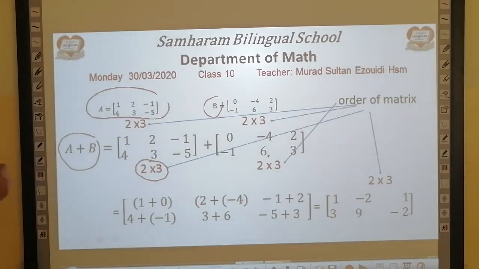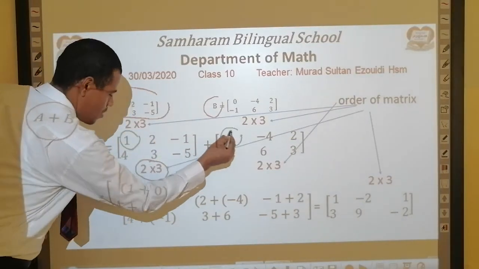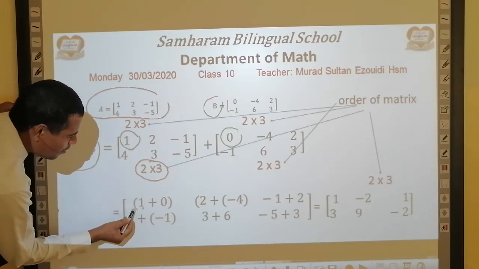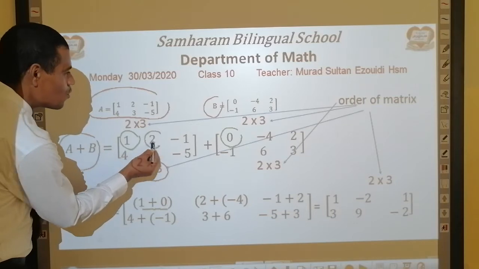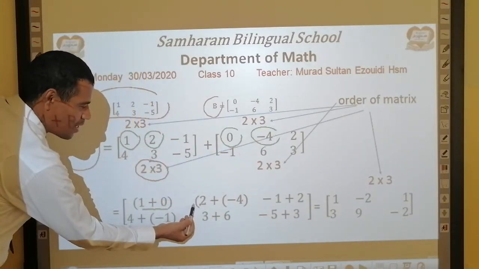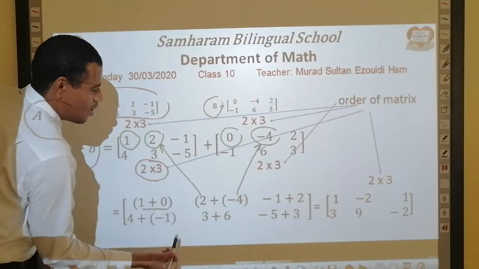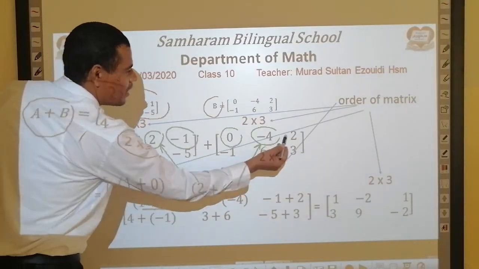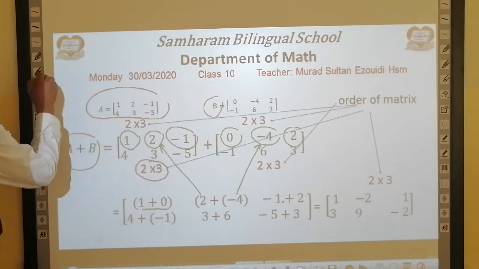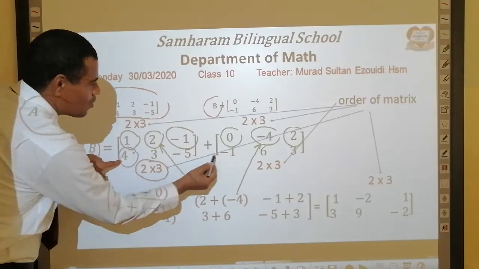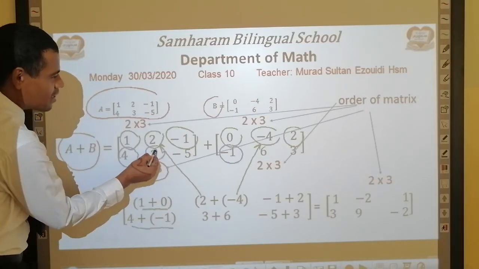Now I will try to add, my kids. In order to add both matrices, I will just add 1 and 0. Then the first row, the second column, I will write 2 plus negative 4, in brackets. Then the third one, we have negative 1 plus 2. Then we move to the next row, first column. What is the value? It's 4. I will add it to negative 1, so I write 4 plus negative 1. Then for the 3, I will add it to 6. Okay? And negative 5 plus 3.